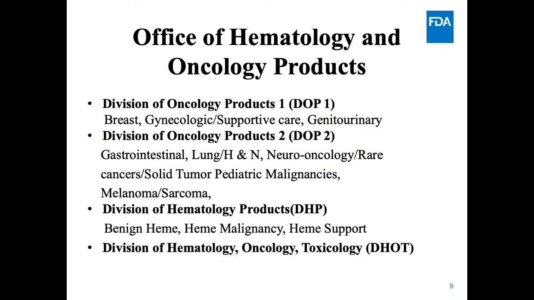Then the Office of Hematology and Oncology Products, related to cancer. It has the Division of Oncology Products 1, DOP1, and the Division of Oncology Products 2, DOP2. Under the first, breast, gynecologic, supportive care and genitourinary are all included. Then gastrointestinal, lung, neuro-oncology, cancer, solid tumor, pediatric malignancies, melanoma, sarcoma. Then the Division of Hematology Products, DHP, malignant heme, heme support, all these are included. Then the Division of Hematology, Oncology and Toxicology, all these are included.